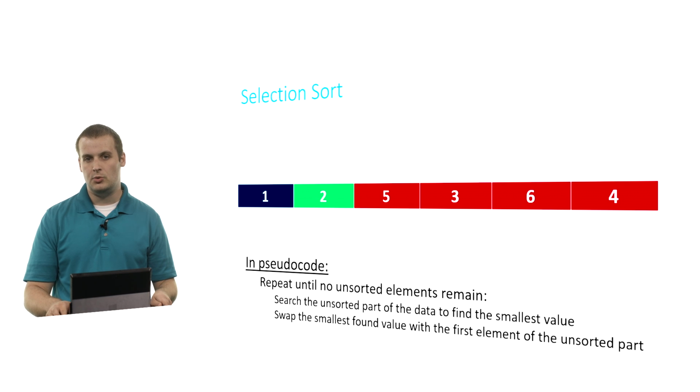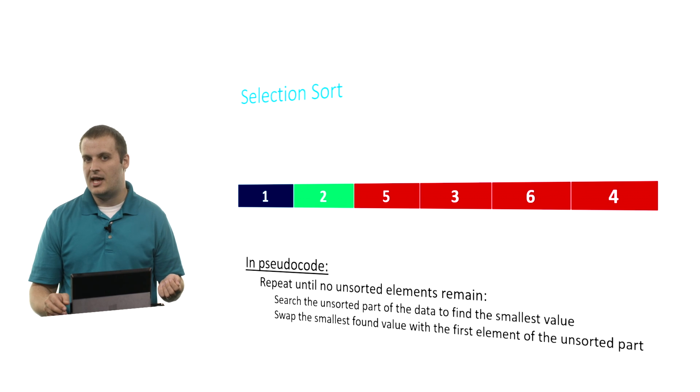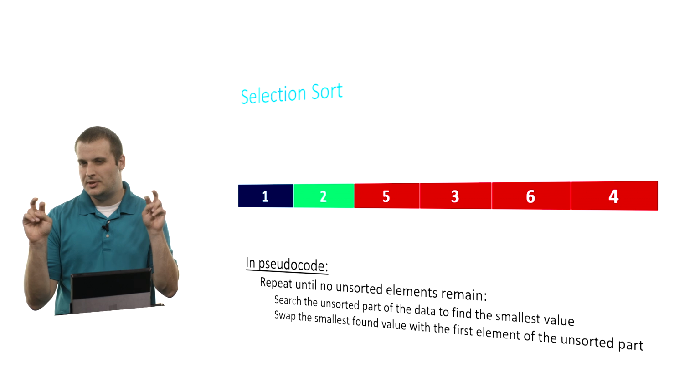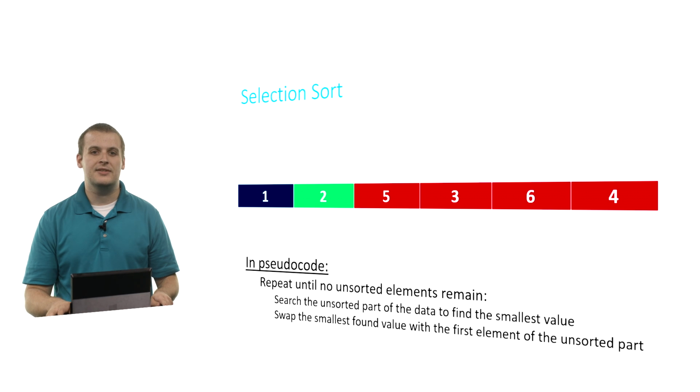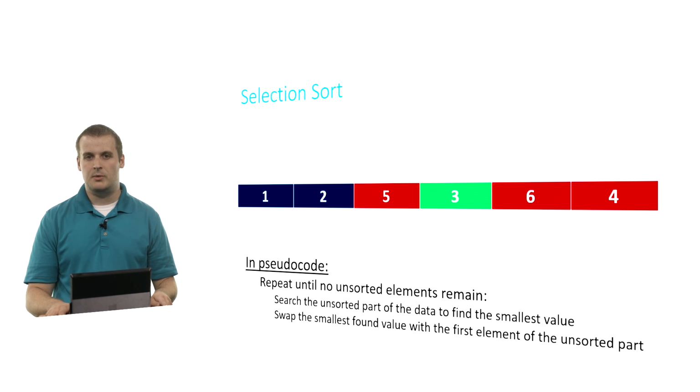In this case, it's 2. We swap that with the first element of the unsorted part. In this case, 2 also happens to be the first element of the unsorted part. So we swap 2 with itself, which really just leaves 2 where it is, and it's sorted. Continuing on, we search through to find the smallest element. It's 3. We swap it with the first element, which is 5. And now 3 is sorted.